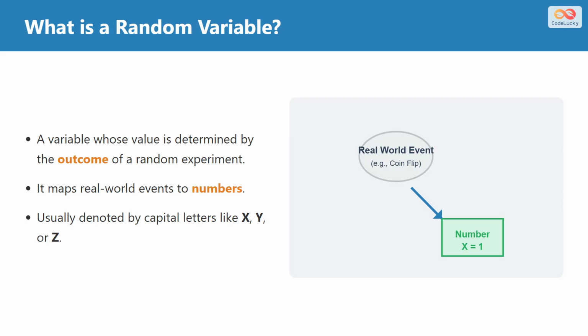First, let's define what a random variable is. It is essentially a bridge. It connects a real-world, unpredictable event, like a coin flip or a dice roll, to a number. We usually use capital letters like X or Y to represent them.